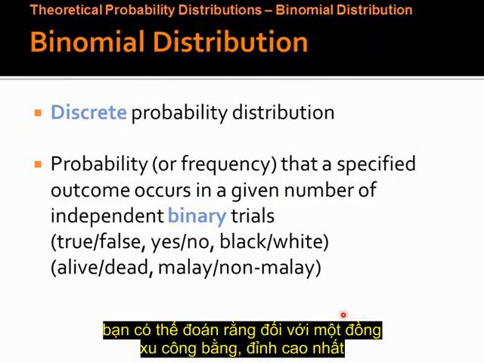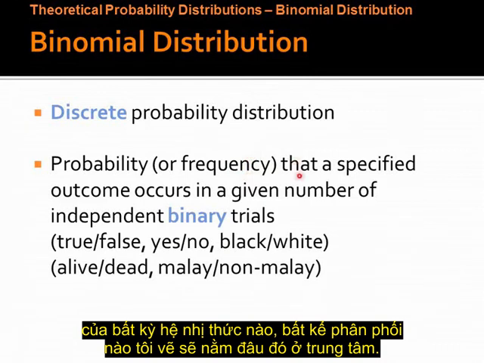And you can probably guess that for a fair coin, the highest peak of whatever binomial distribution I draw is going to lie somewhere in the center.